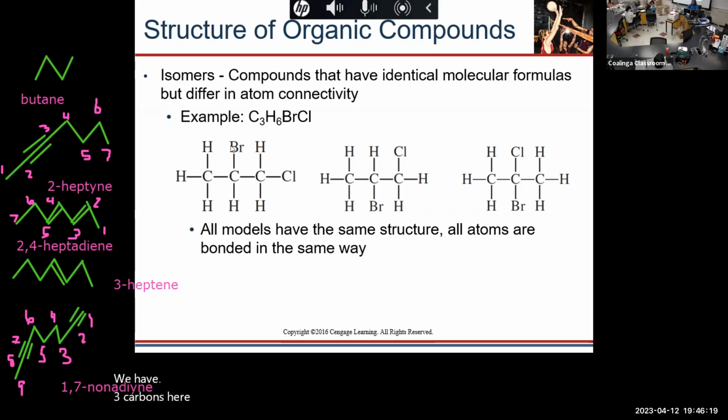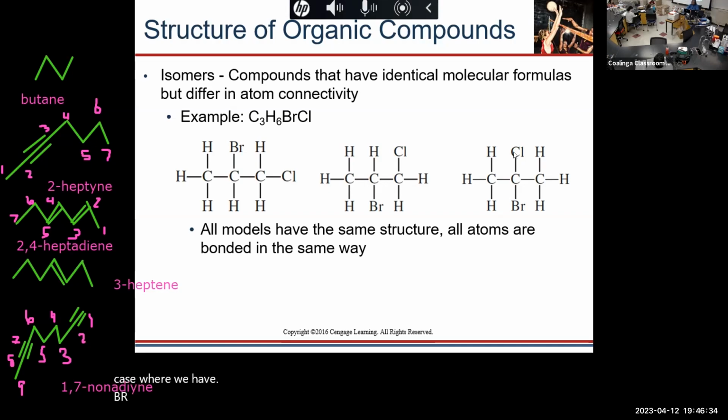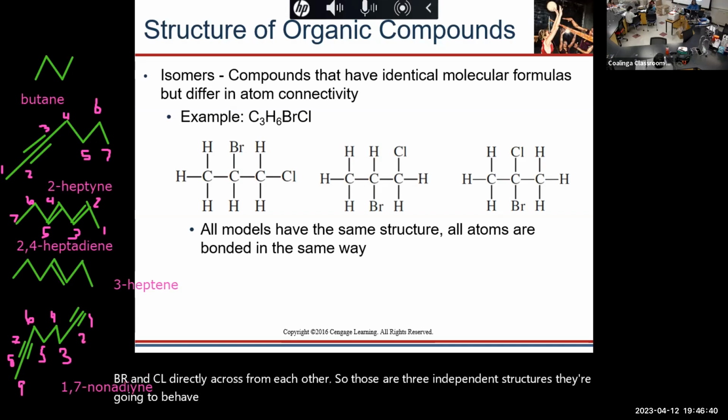Okay, so we have 3 carbons here. We have a Br located here. We have a Cl located here. Okay. We have a case where we have Br here and a Cl on the other side. And then we have a case where we have Br and Cl directly across from each other. So those are 3 independent structures. They're going to behave differently. They're going to react differently.